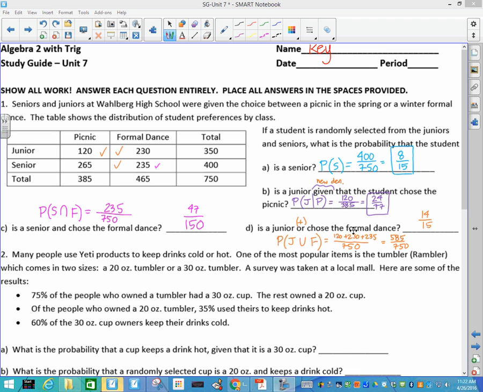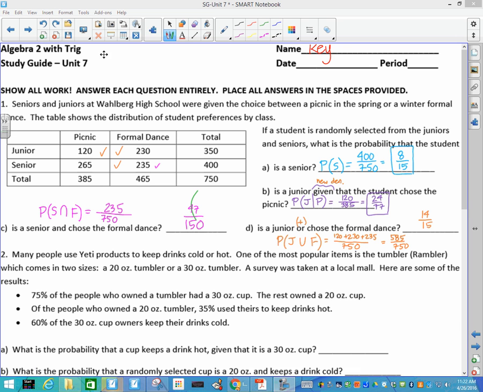The other way that you can do it, if you wanted to choose the totals, you could do the totals of the juniors, which would be 350, plus the totals of formal dance, which is 465, and then subtract out the one that's in both. So that would be minus 230. You get the same thing. All right, moving on to number 2.